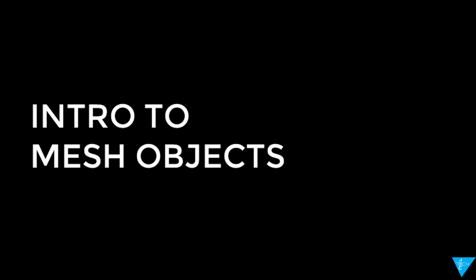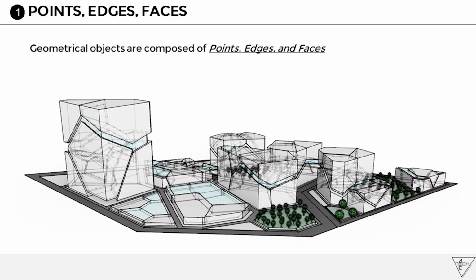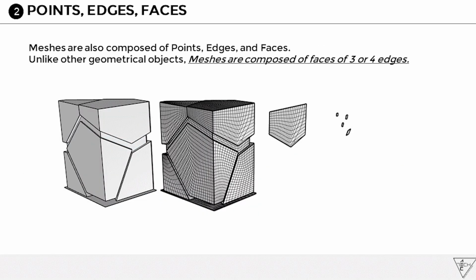So, as you all may know, in 3D modeling, geometrical objects are typically composed of points, edges, and faces. As we all commonly know, NURBS, which are the primary objects we see in Rhino, are composed of any number of edges, any number of points, any number of faces, as you can see on the diagram on the screen here. Now, the other side of this is meshes, right?